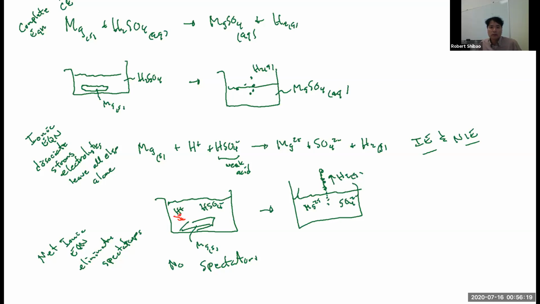And let's take a look at the other one. Chlorine gas is bubbled through an aqueous solution of potassium iodide. Now, this one is a bit tricky.